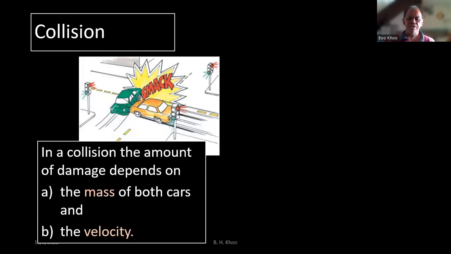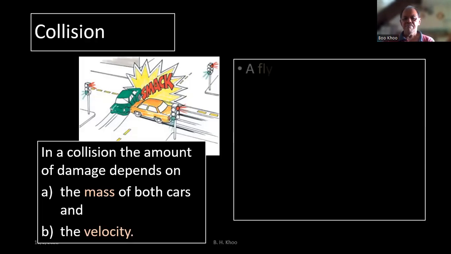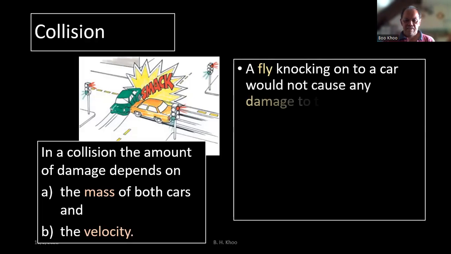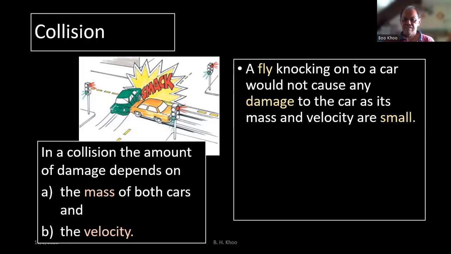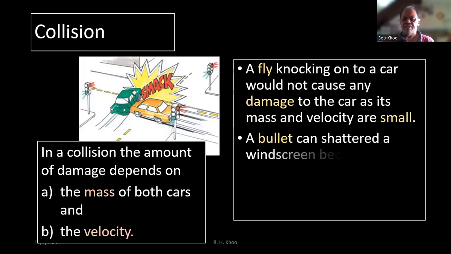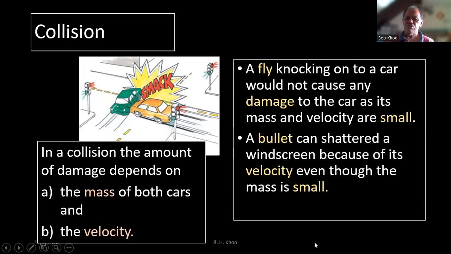In a collision, the amount of damage depends on two things: the mass of both cars and the velocity. Not on mass alone, not on velocity alone. Like a fly hitting a car would not cause much damage, right? Because the mass is small and the velocity is also small.